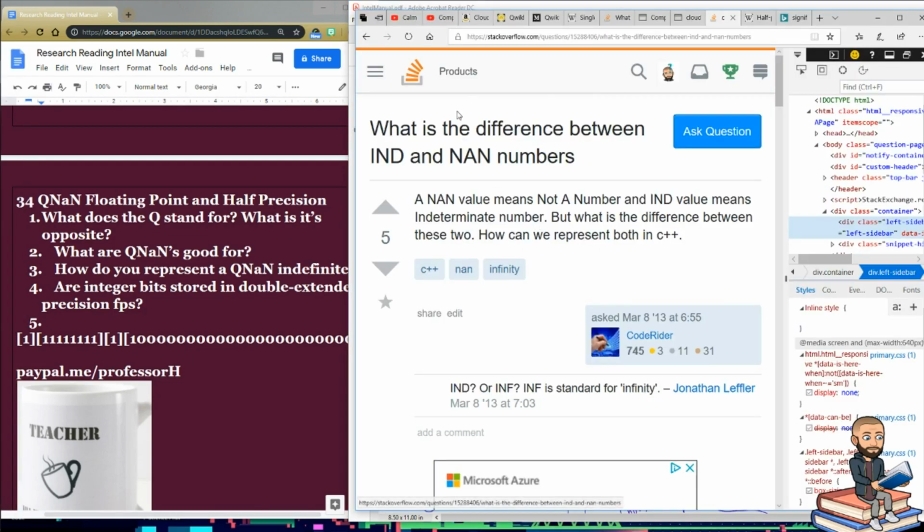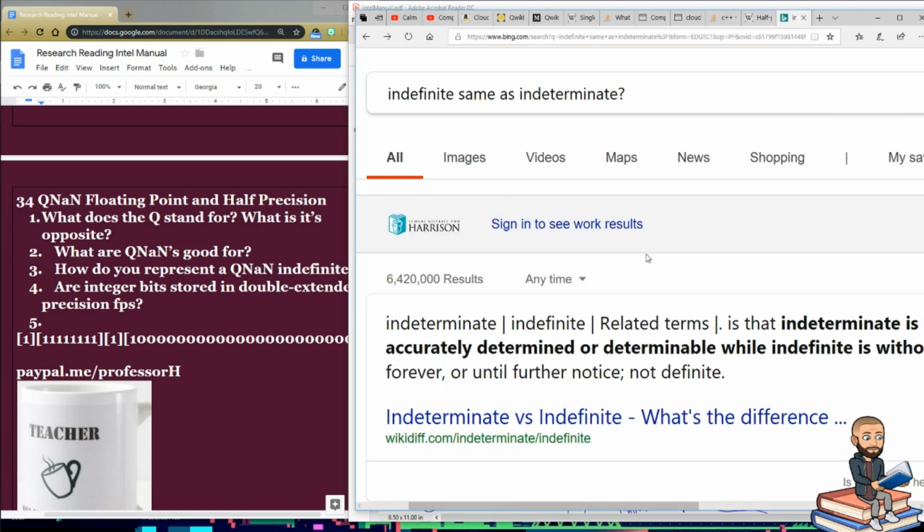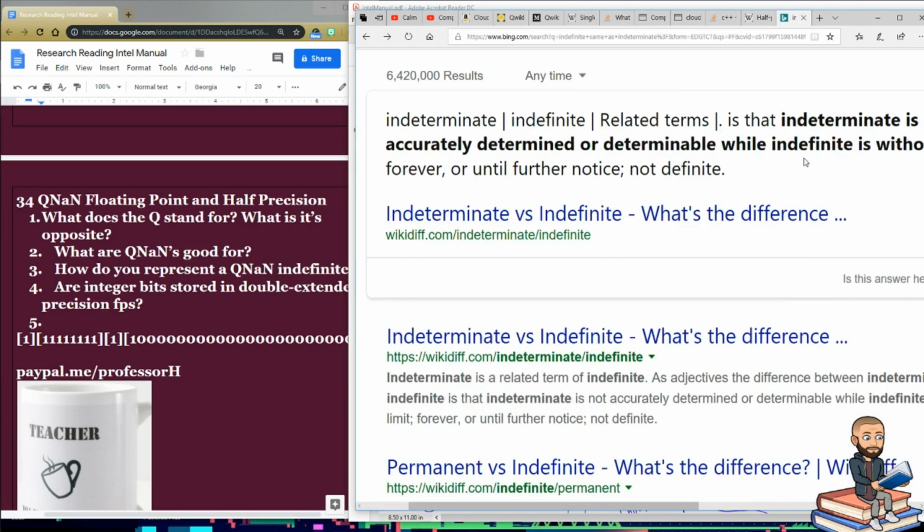So here we are on good old Stack Overflow, and somebody asked the question, what is the difference between IND, as in indeterminate, and NaN numbers? This person is coming from a C++ perspective, but I wanted to share this particular post because I learned more about NaNs by reading it. And I know we're a little off in our research because I wanted to learn more about indefinite.